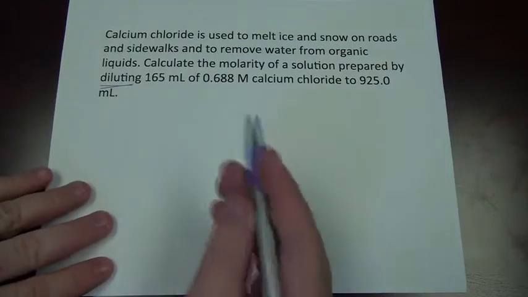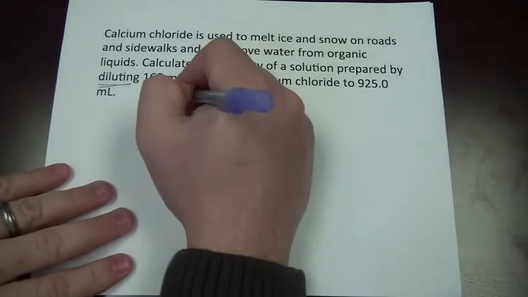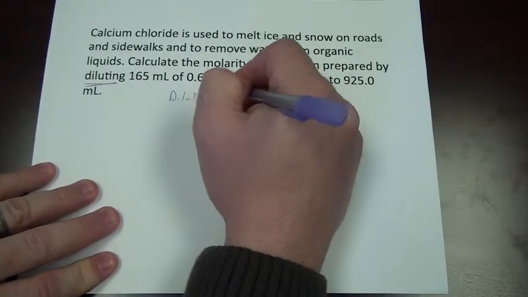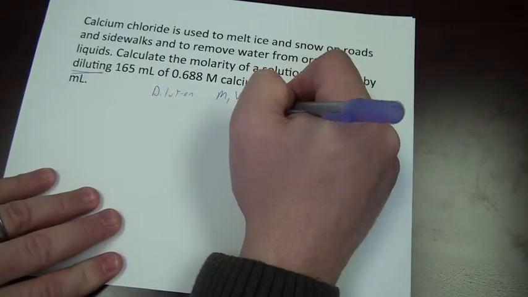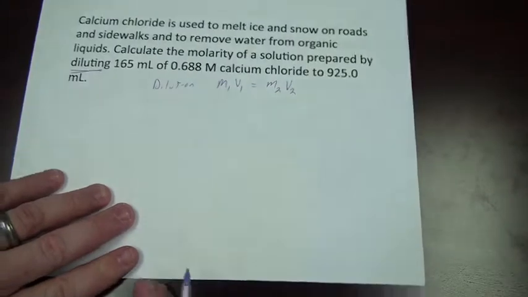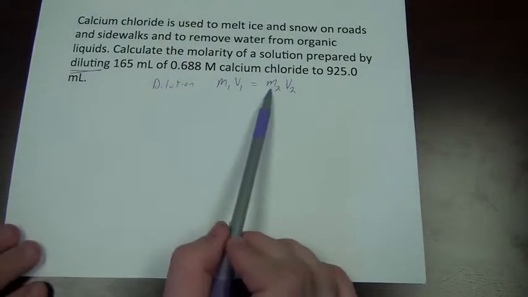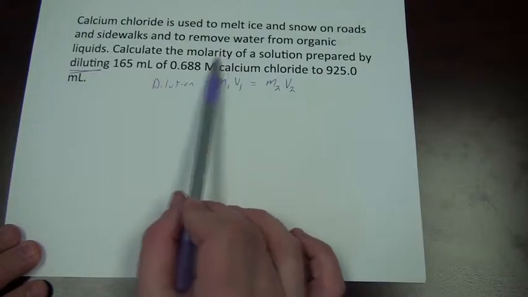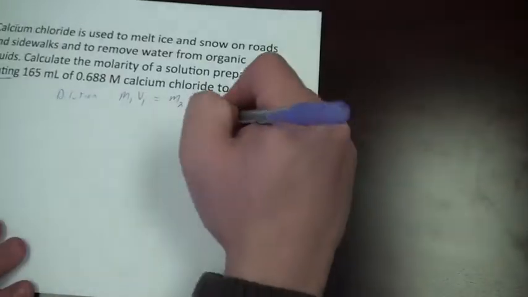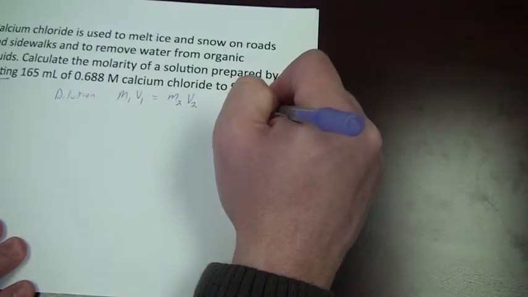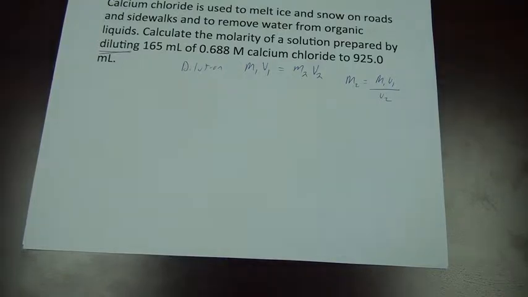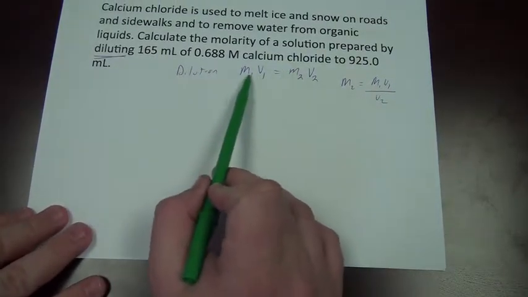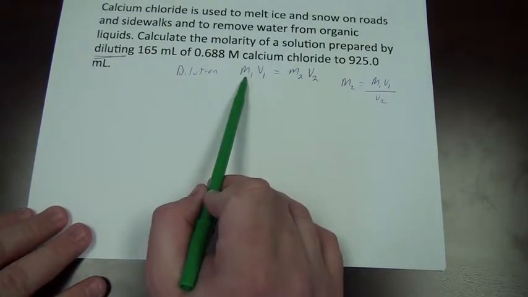which is the concentration of one solution times its volume is equal to the concentration of that solution under the second conditions times its volume. We want to solve for the concentration of this new solution, or M2. So M2 is equal to M1 V1 over V2. Now, this is the molarity, remember, is moles per liter.